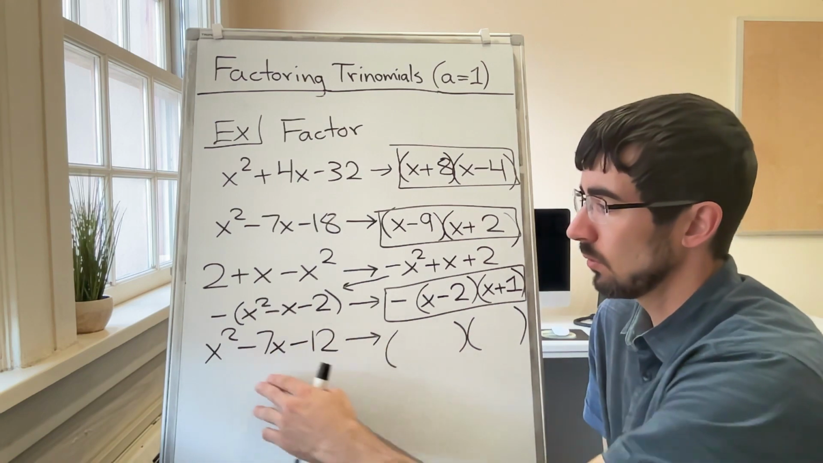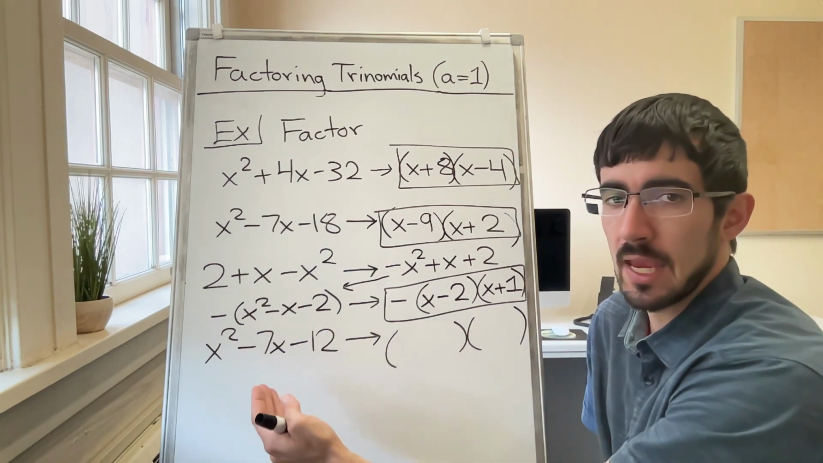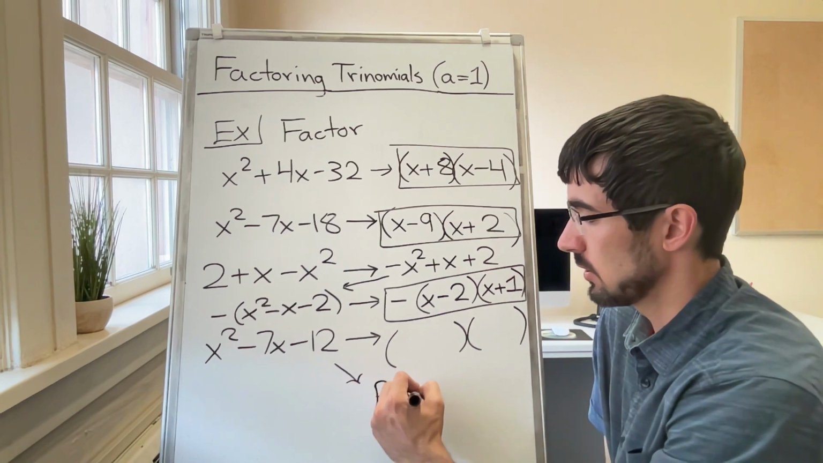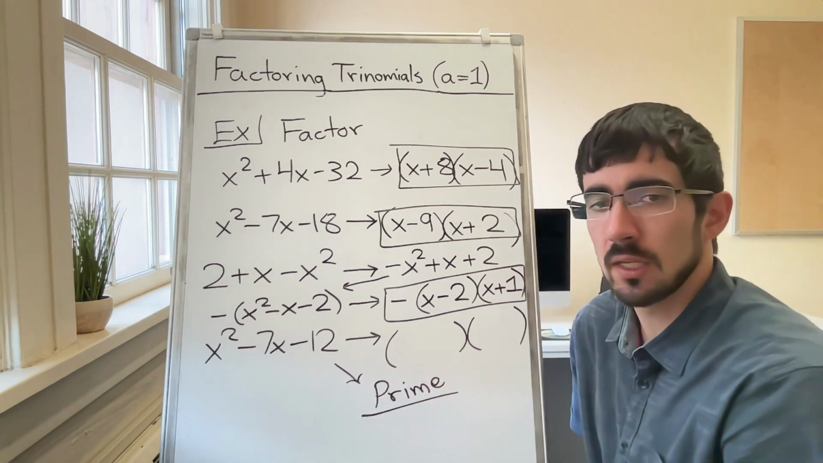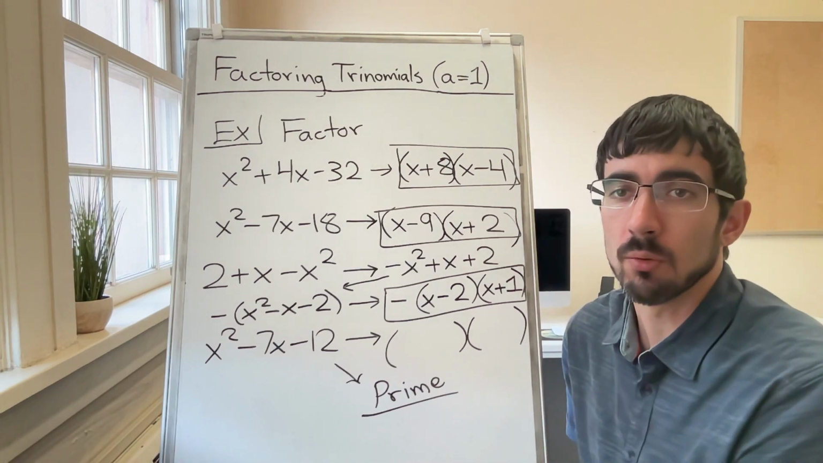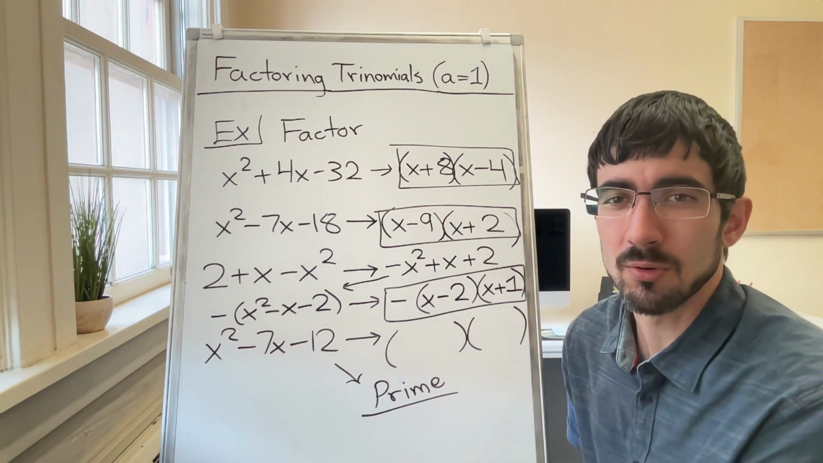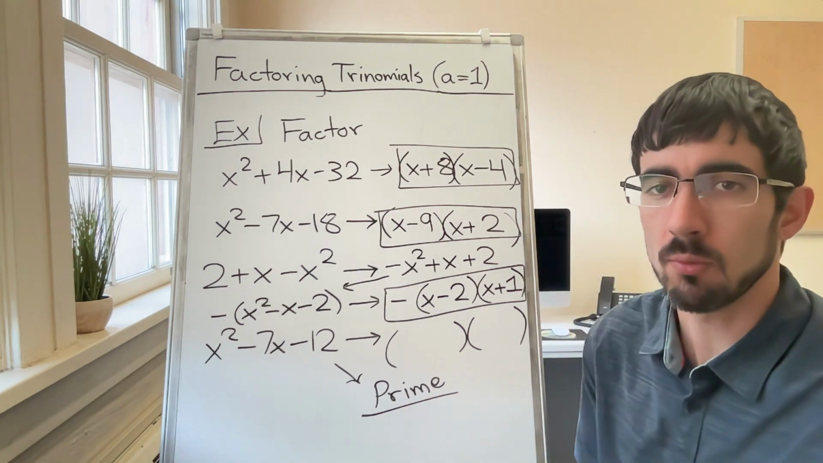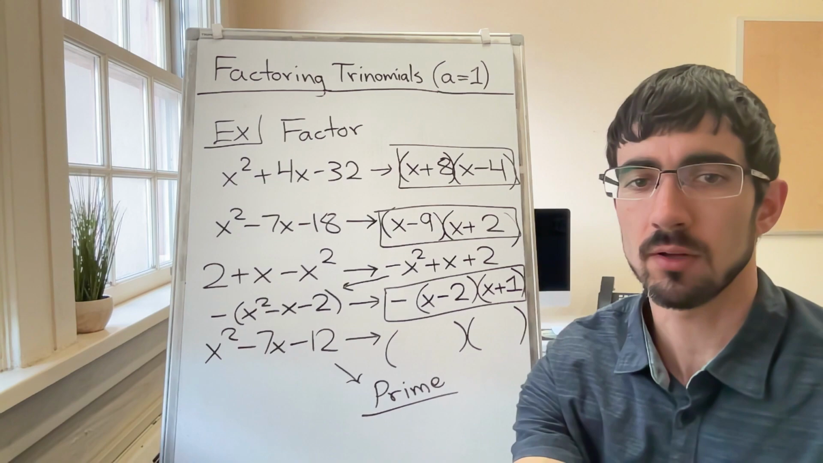So there is no number pair that fits this game, right? Well, there's another option. This trinomial is prime. It can't be factored. Not every trinomial or polynomial is factorable, right? This is an example of a prime trinomial. So we want to watch out for those as well as we factor.